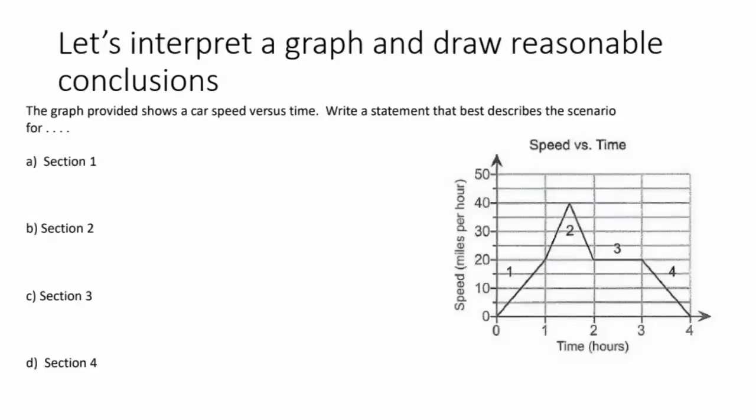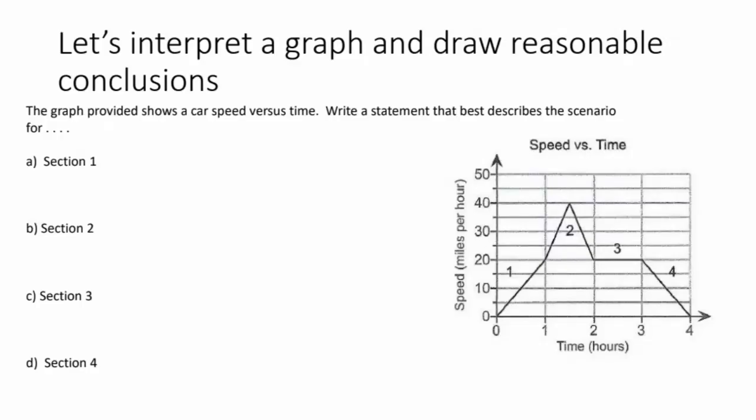Now, my last slide. Okay, this is where you really have to know what's going on, which means when you are given this type of problem, think about what's happening. You're trying to graph what's happening. And I'm going to give you a little kind of clue. The graph provided shows a car's speed versus time. Now they want you to write a statement that best describes the scenario.